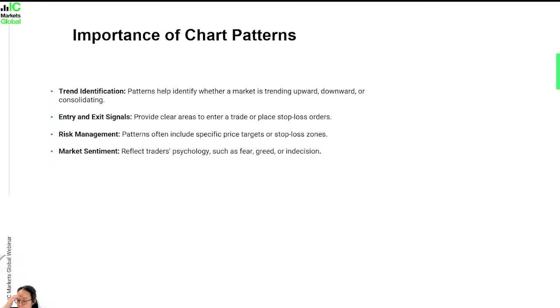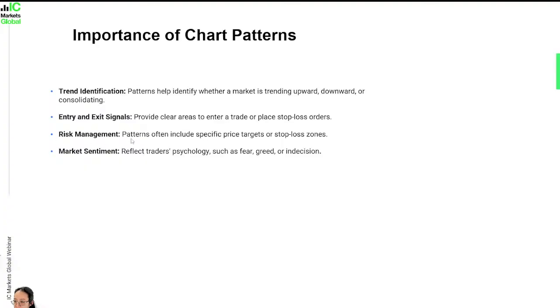You can use chart patterns for trend identification. Patterns help you identify whether a market is trending upward or downward or consolidating. Entry and exit signals provide a clear area to enter a trade or place a stop loss order. Okay, risk management, whenever you see a chart pattern, it often includes a specific price target and stop loss zone. Okay, market sentiment reflects trader psychology such as fear, greed, and indecision.